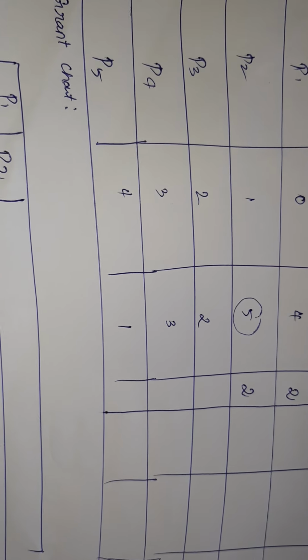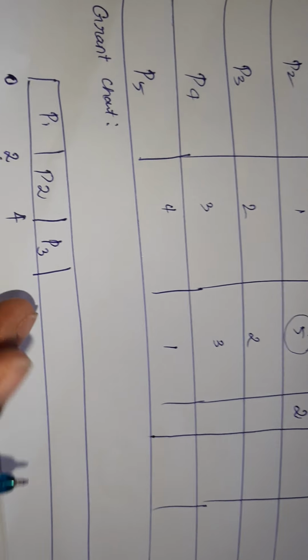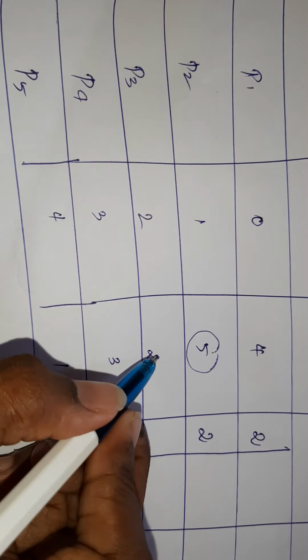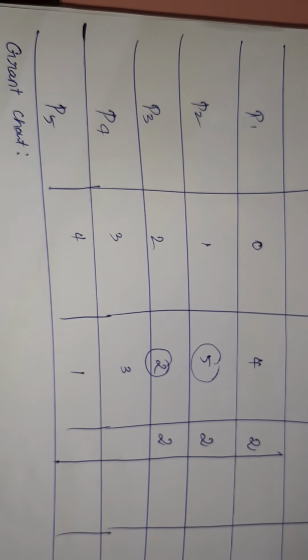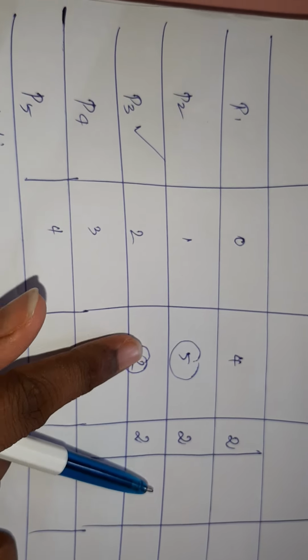So, next, what will happen? After this, of course, P3 will come. P3 will get the 2 seconds. Already 4 seconds completed, plus 2 is 6 seconds. In total it needs how much? 2 seconds. So, process 3 is completed now, because it needs only 2 seconds.